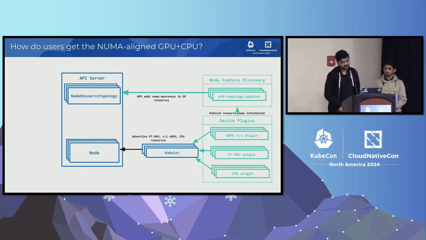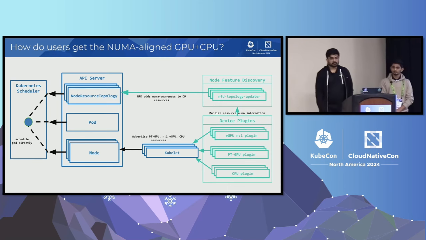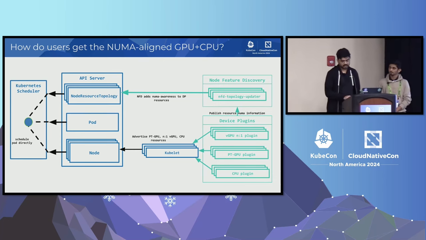To let the API server know what the NUMA topology of all these devices is, we use another component called node feature discovery. We publish the NUMA information from our plugins to node feature discovery, and then this publishes a custom resource called node resource topology to the API server. Using the resource information from the plugins and the node resource topology, we can now schedule workloads that pick nodes that are aligned on NUMA.